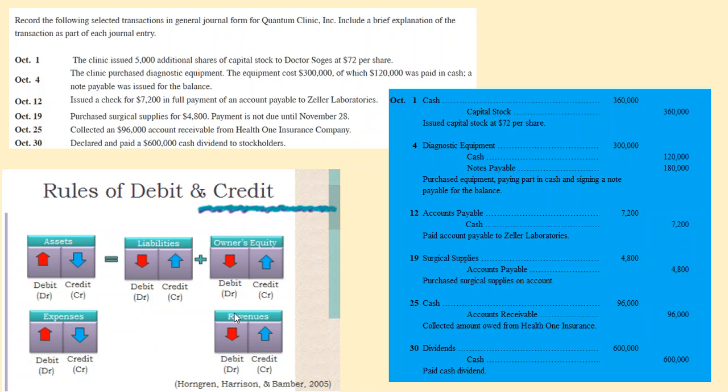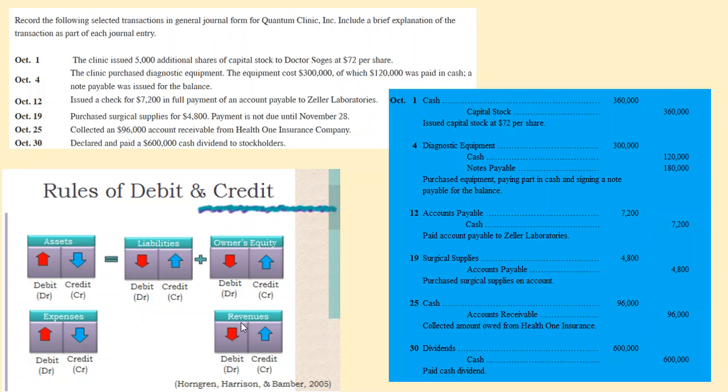Okay, so as a quick summary, for asset accounts, we debit them to increase them, we credit to decrease them. For both liabilities and equity, a debit will decrease the account and a credit will increase the account. Now we have three items that technically flow into equity, and that's going to explain the behavior of the three items that flow into equity.